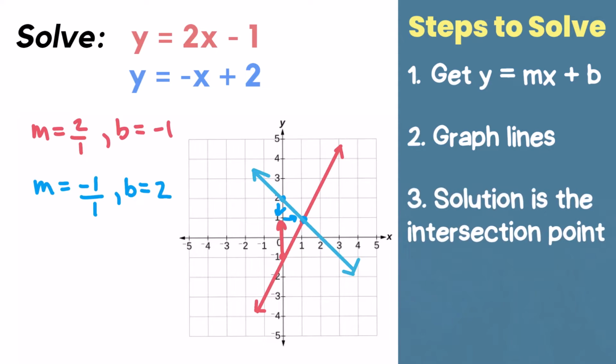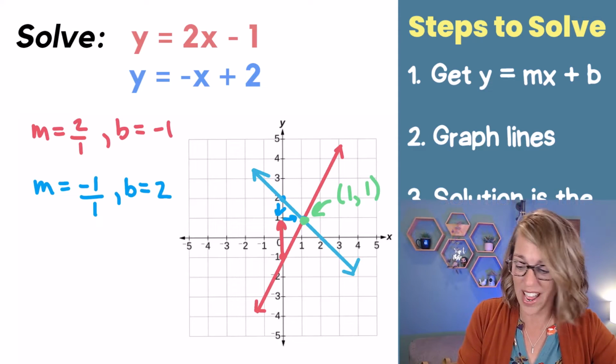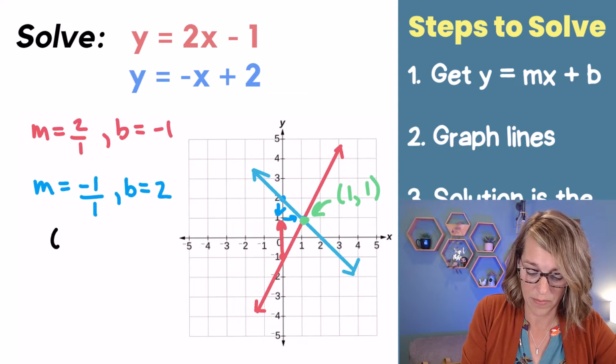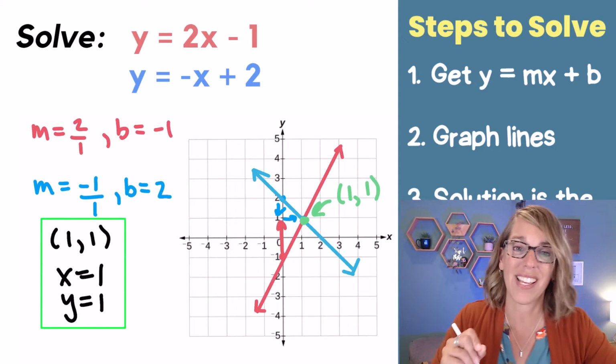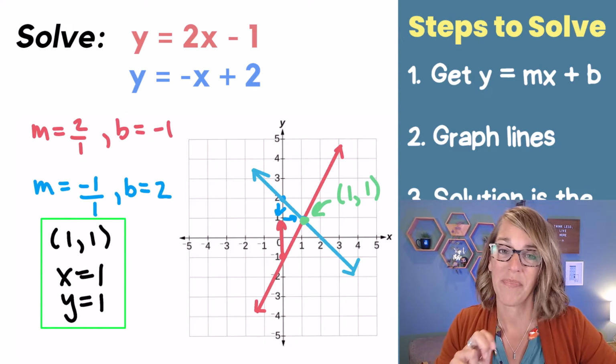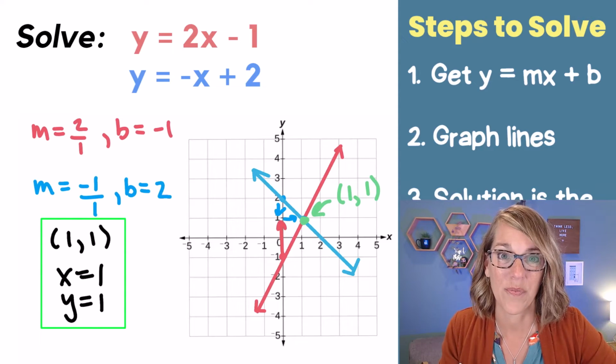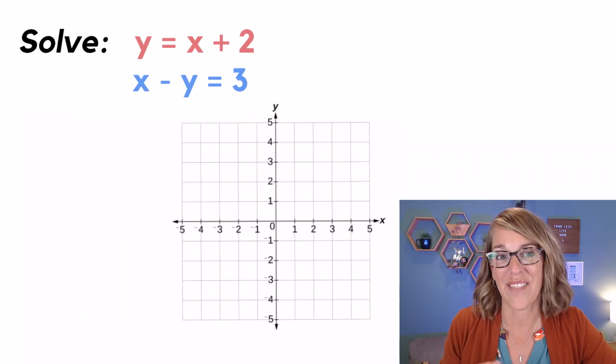I can actually see where these two cross because it was one of my points. I can go back and find that intersection point, which is right here, and it happens to be 1 for x and 1 for y. So we can express our answer as the point (1, 1), or we can say x is equal to 1 and y is equal to 1. We could even check that by plugging them back into both of our equations and making sure it's true. Here comes our next set of equations.